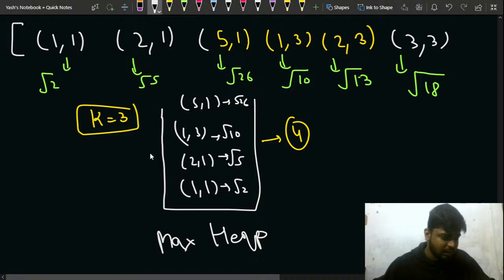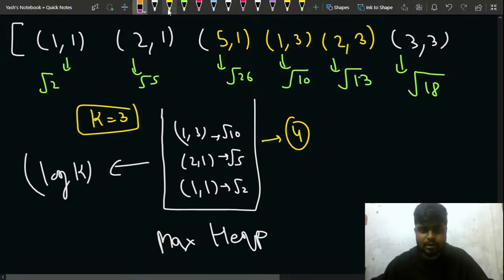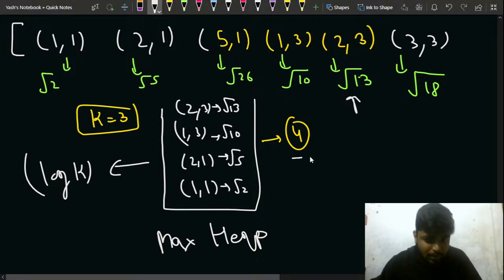That will take order of log k time for getting heapified. That means since this is a max heap, the highest element, that is the largest distance, will be at the top. So I will pop this out. Once I pop this out, I'll insert the next element, that is 2,3. Its distance is under root 13. So I insert this, and now my size is 4 again.